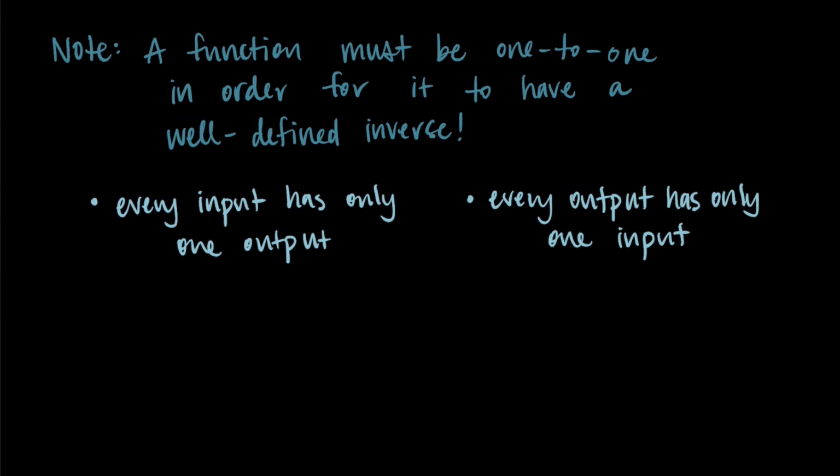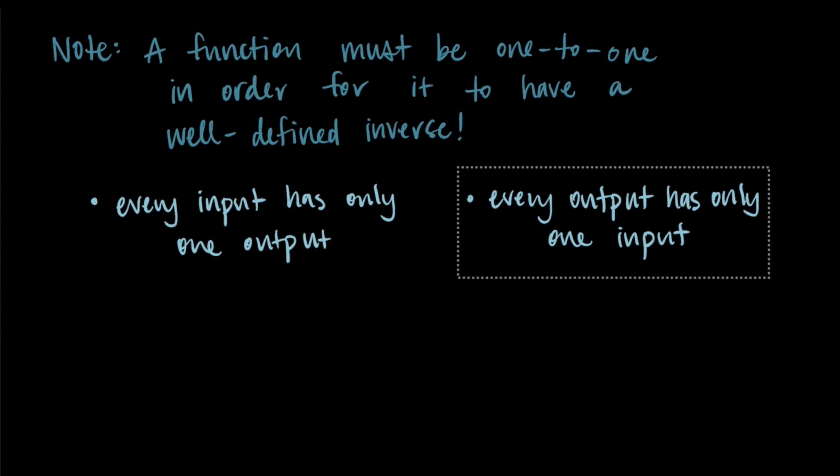For our sine, cosine, and tangent functions, they are functions, so every input does have only one output, but we don't yet have this second quality. We need to fix the second part that says every output has only one input, and we're going to do something called restricting the domain in order to make this happen.